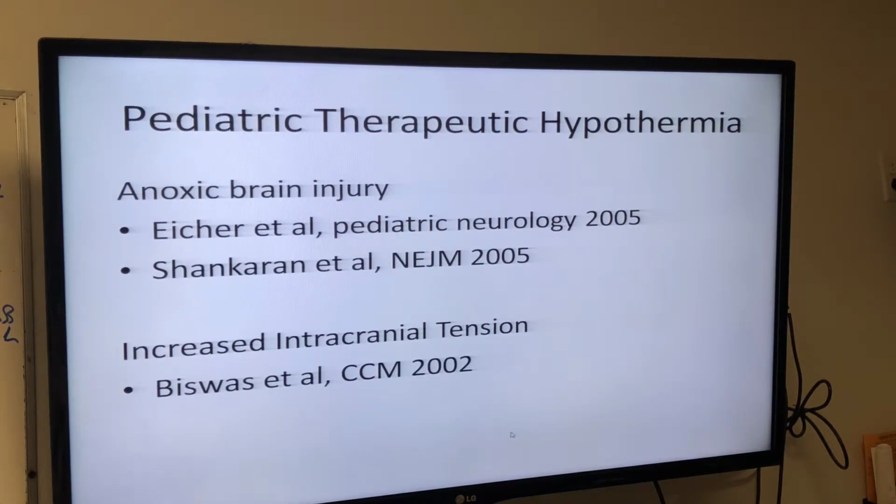All right, pediatric hypothermia, that's adult. So we're talking pediatrics, just one slide. Anoxic brain injury, increased intracranial pressure, it didn't work, none of that, but they still use it. They extrapolated from adult literature, and now they don't want to move. It's like, that's the only thing we can do.